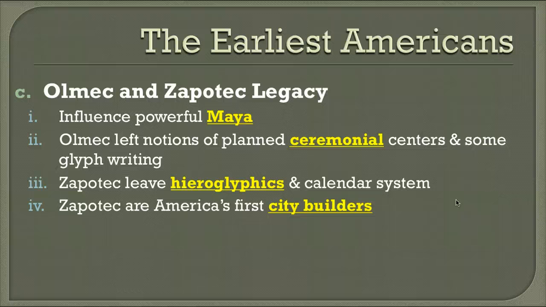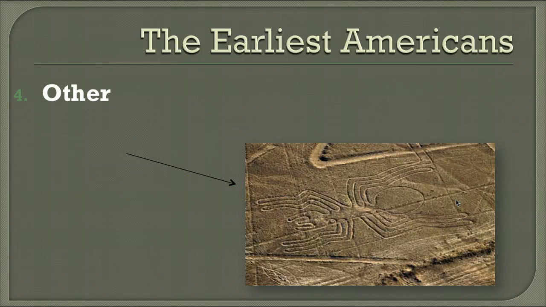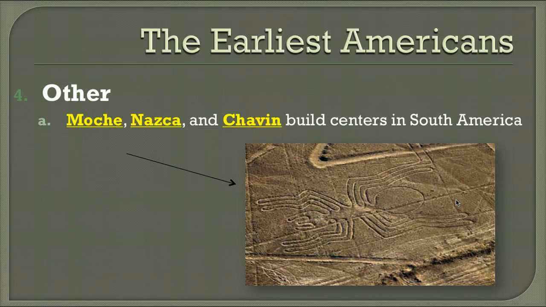And we know that the Zapotec really are America's first city builders based on the city of Monte Alban. They really were the first to build large-scale cities like we saw there. I want you to know there are others. There's the Moche, the Nazca, and the Chavin, which also built centers in South America. The Nazca Lines are one of the most enduring legacies of the Nazca people, but we're not going to go into a lot of detail about them. I just want you to know that there are others out there. It's not just the Olmec and Zapotec.